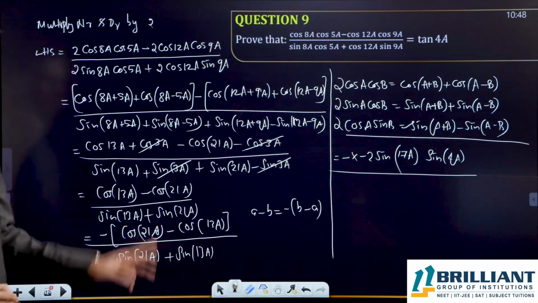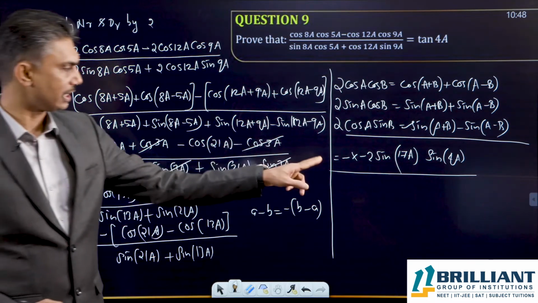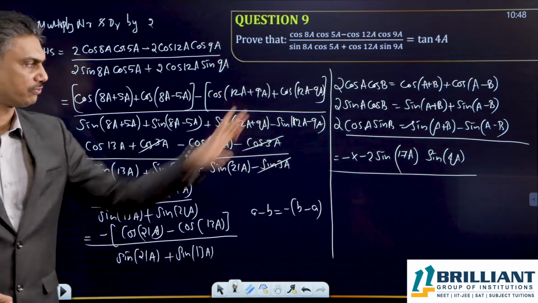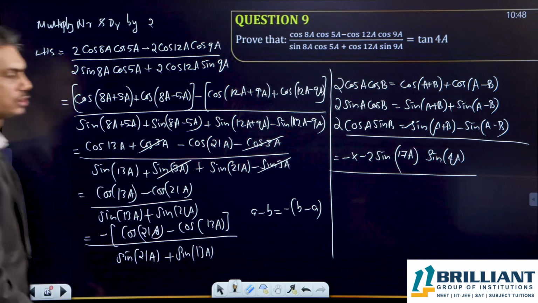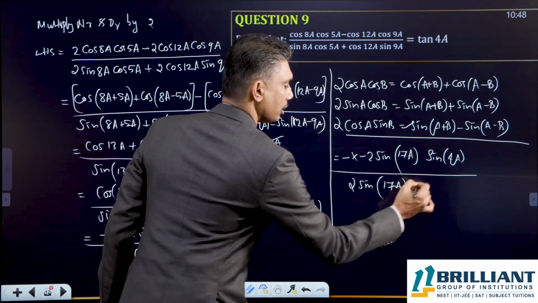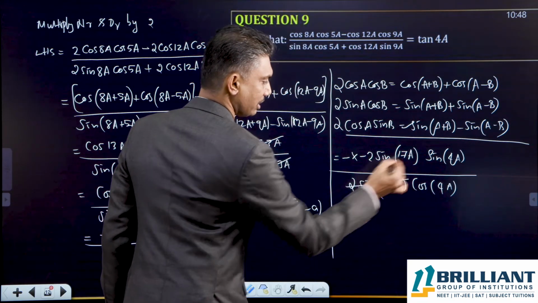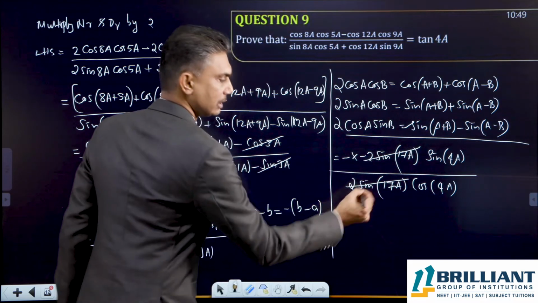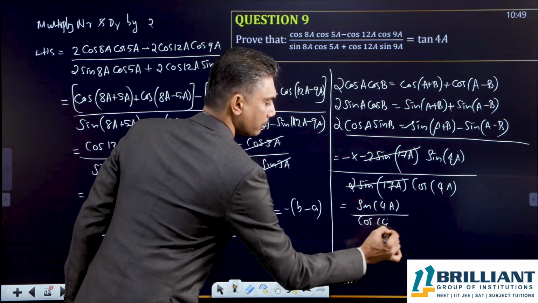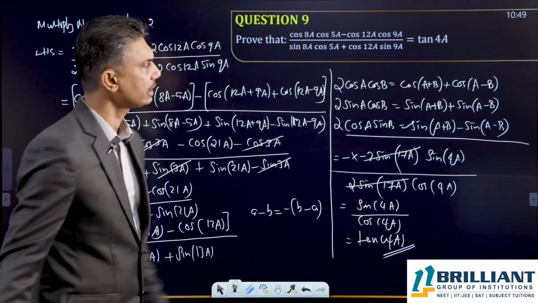By, you know, 21 plus 13 by 2. 21 plus 13 is 34, by 2 is 17A, into 21 minus 13. What is 21 minus 13? 8. 8 by 2 is what? 4A. Again, same thing: 2 sin plus sin, 2 sin cos, same angle will be 17A into cos 4A. Minus minus become plus. So, this is equal to sin 4A by cos 4A. Equal to what? Tan 4A. Equal to RHS.